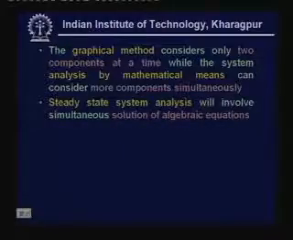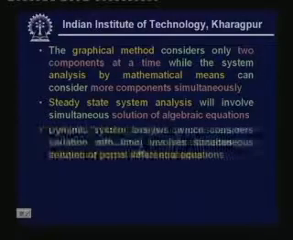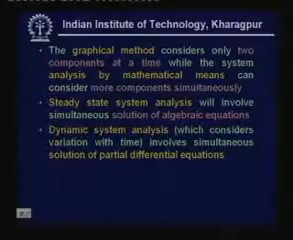A steady state system analysis will involve simultaneous solution of algebraic equations. So if you have a steady state system, all that you have to do is solve a set of algebraic equations. Whereas a dynamic system analysis, that means an analysis where time comes into the picture, the performance variation again is time. This involves simultaneous solution of partial differential equations.